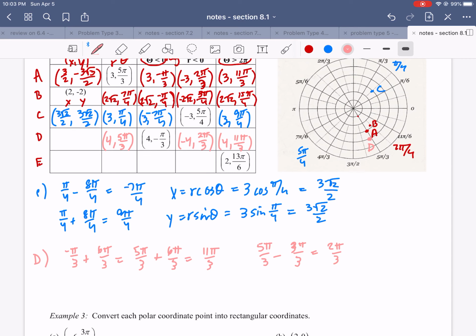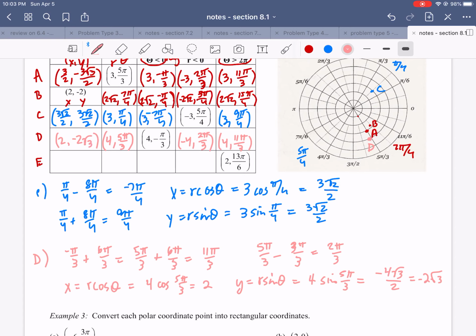Okay, and then to do my conversion back to rectangular coordinates, again, I know that x is equal to r cosine of theta, which in this case will be 4 times the cosine of 5 pi over 3, which is equal to a half. So 4 times a half would be 2. And the y-coordinate is going to be r times sine of theta, which will equal 4 times the sine of 5 pi over 3, which is negative square root of 3 over 2. So negative 4 square roots of 3 over 2 ends up becoming, when you reduce, negative 2 times the square root of 3.